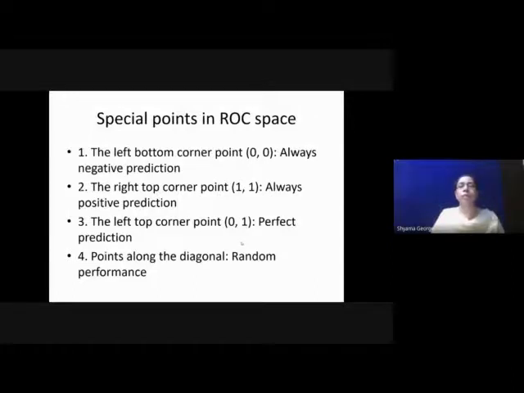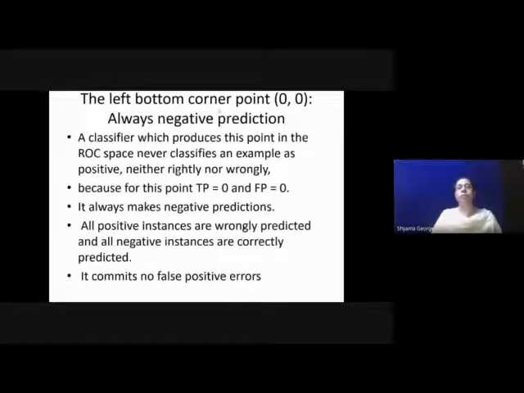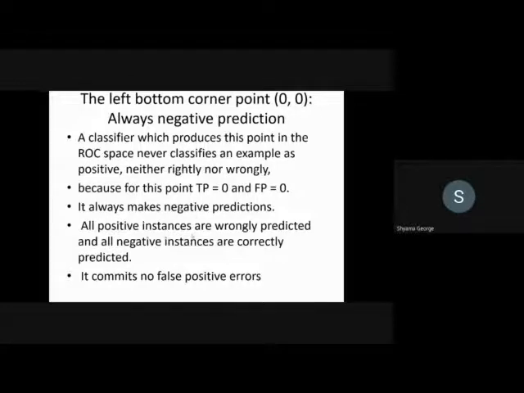Now the left bottom corner point (0, 0) always gives negative prediction. That means this point in ROC space never classifies an example as positive. It predicts the point as negative, because for this point, true positive will be 0 and false positive will be 0. No object will be classified as positive at this point, so it always makes negative prediction. All positive instances are wrongly predicted and all negative instances are correctly predicted. So there is no false positive error at this point.